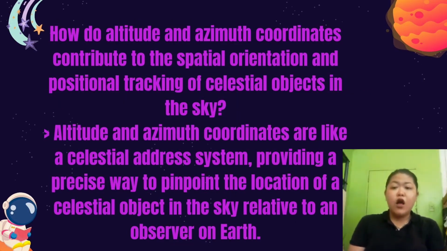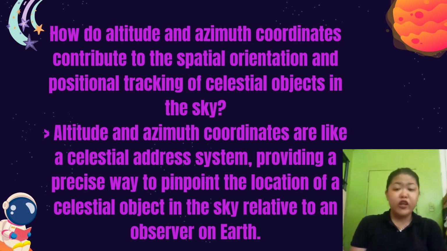So, how do altitude and azimuth coordinates contribute to the spatial orientation and positional tracking of celestial objects in the sky? So the altitude and azimuth coordinates are like a celestial address system, providing a precise way to pinpoint the location of the celestial object in the sky relative to the observer on Earth. So here's how they contribute to spatial orientation and positional tracking.